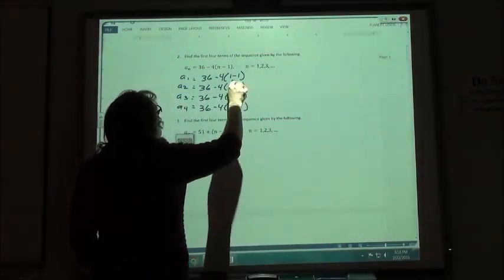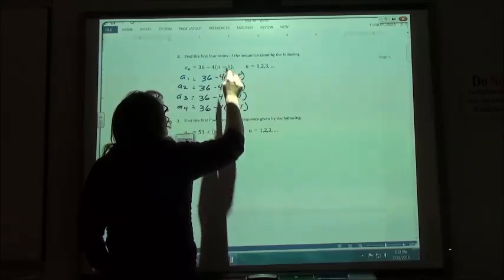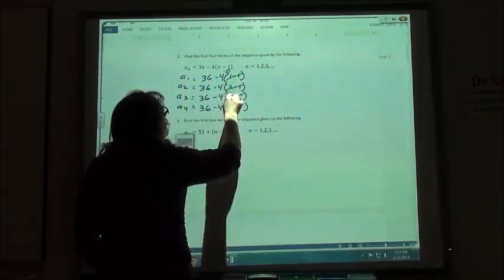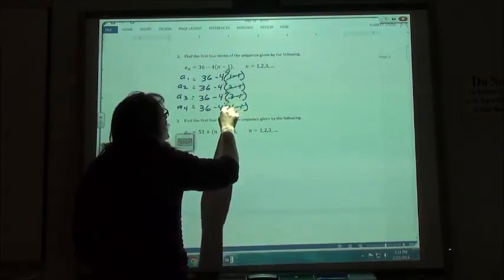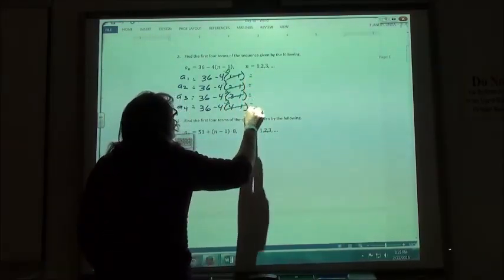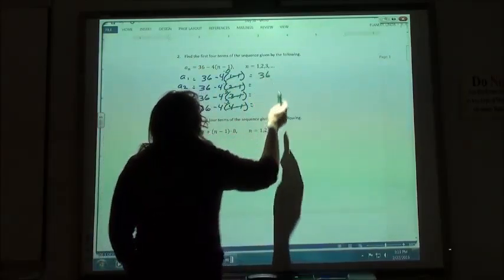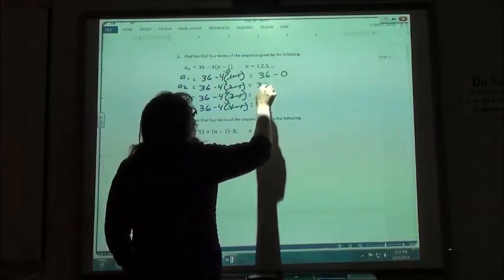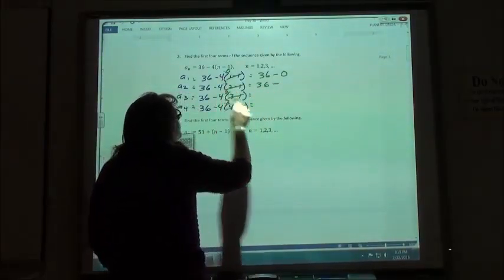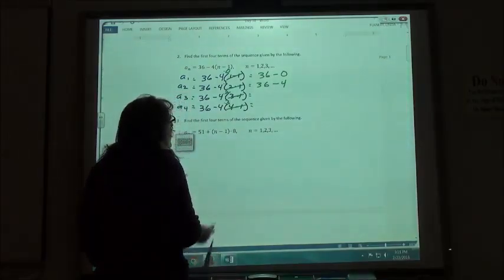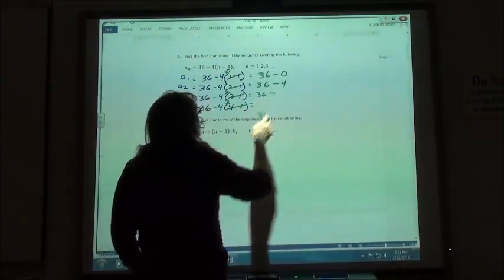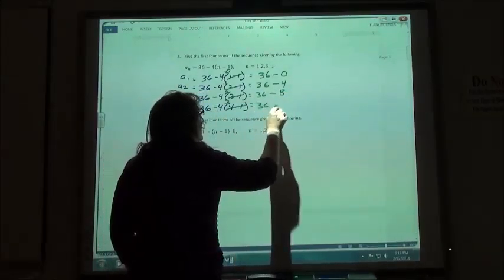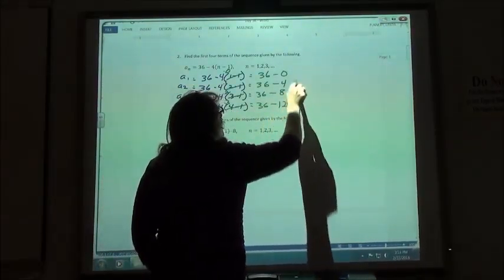So here, 1 minus 1 is going to be 0, 2 minus 1 is going to be 1, 3 minus 1 is going to be 2, 4 minus 1 is going to be 3. So here I'm going to have 36 minus 4 times 0, so minus 0. Here I'm going to have 36 minus 4 times 1, which is 4. Here I'm going to have 36 minus 4 times 2, which is 8. Here I'm going to have 36 minus 4 times 3, which is 12.